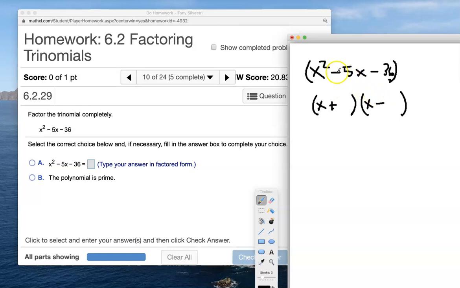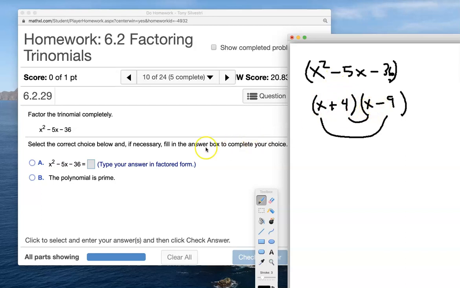Because I see a negative there, I'm going to put the bigger number here and the 4 here. Now, if you don't have any confidence in what I just said, do a FOIL. First terms are x times x, that's x squared. The last terms are 4 and negative 9, that's negative 36. The outer and the inner: negative 9x plus 4x is negative 5x.